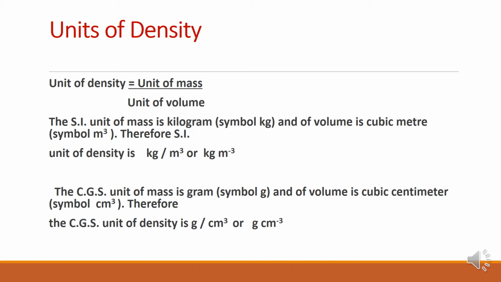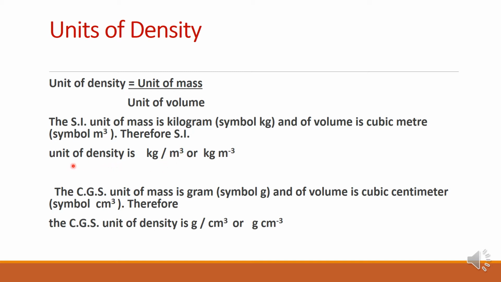Now what is the unit of density? That is, when we are measuring, what unit will we give for density? The unit of density is the unit of mass by the unit of volume. The SI unit of mass is kilogram, so you will write kilogram here. And what is the SI unit of volume? It is cubic meter. Cubic meter means meter into meter into meter, three times meter. That is why we write meter cube.